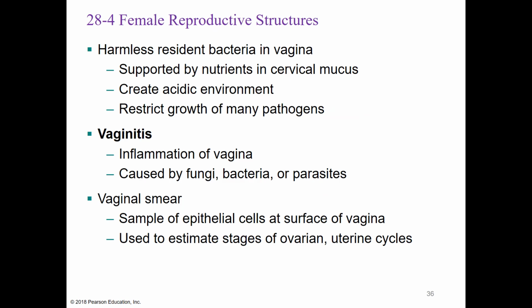So in the vaginal canal are also harmless resident bacteria that are always there. They're supported by nutrients in the cervical mucus, and their job is to create an acidic environment, which is very healthy for the vaginal canal because it will restrict growth of many types of pathogens. Vaginitis is inflammation of the vagina that can be caused by fungi, bacteria, or parasites. And a vaginal smear is a diagnostic test that will sample epithelial cells at the surface of the vaginal canal and can tell us about the stages of ovarian and uterine cycles.